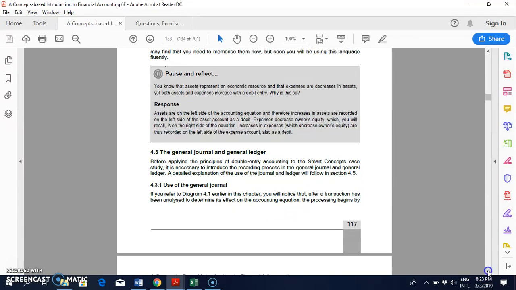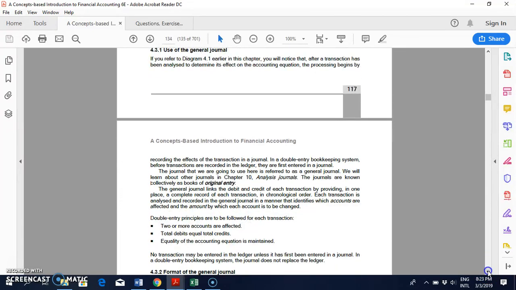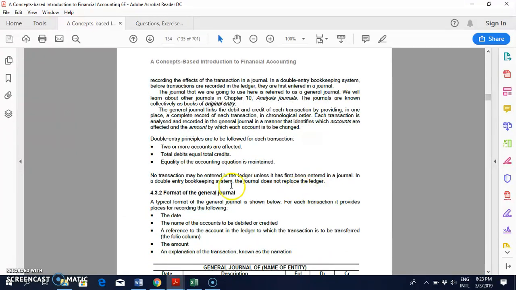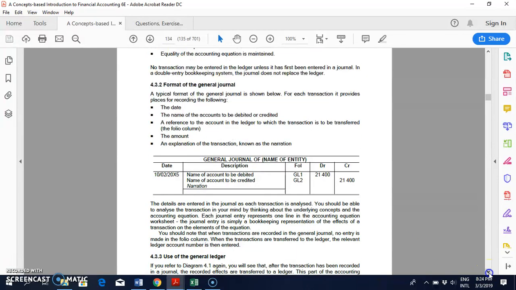What we're going to go through in this chapter is the general ledger and the general journal. Now, the format of the general journal is given. It says a format of the general journal shows the date of the transaction, which is important, the name of the accounts involved, which account should be debited and which should be credited, a reference to the general ledger, the amount, and an explanation of the transaction, also known as a narration. So you can see here a date, when the transaction took place, the description, which means which accounts are involved, the reference here to the general ledger account, and then it shows which account should be debited and which account should be credited.